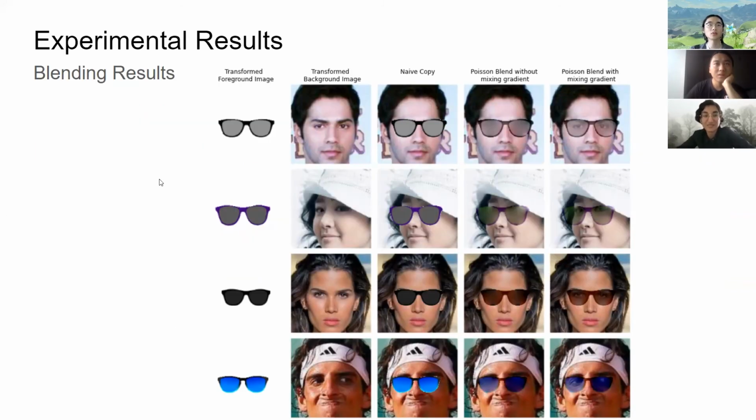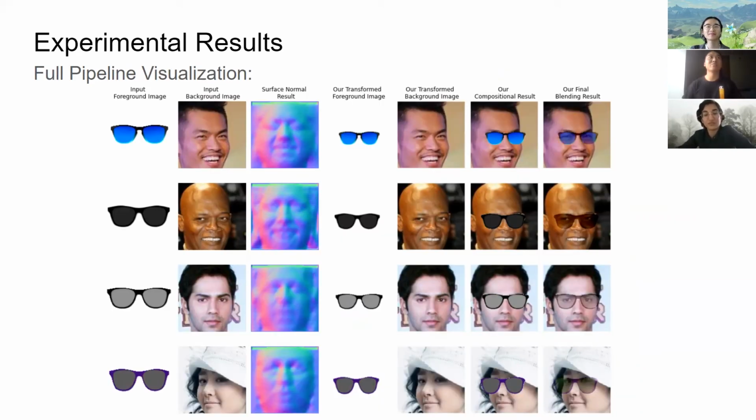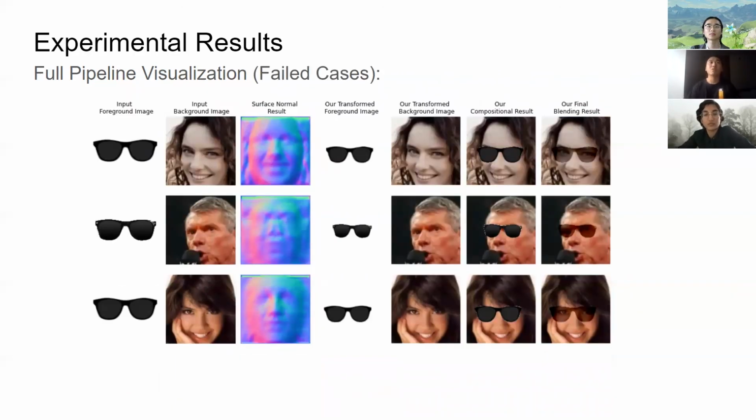So here we show the results from our blending component, and comparing the last column and the third column, we can see that the results after blending are more realistic than just doing a naive copy. And in this particular case, since we are expecting the glasses to have some level of transparency, we found that blending with mixed gradients gives the best results. So this is the visualization of the results of our full pipeline. And as we can see, our results look more natural than the original compositional ones. Here are also some bad results.